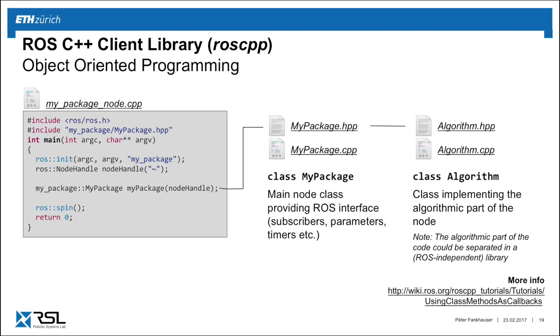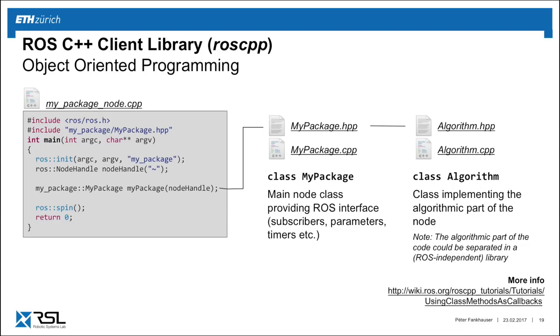Now these were very simple examples where we have one file defined as your node. What we encourage you to do is to program in an object-oriented way. In this case, our main file is very simple. It would initialize ROS, create a node handle, and then create an instance of your class here called myPackage, and pass it, for example, the node handle if it needs it.